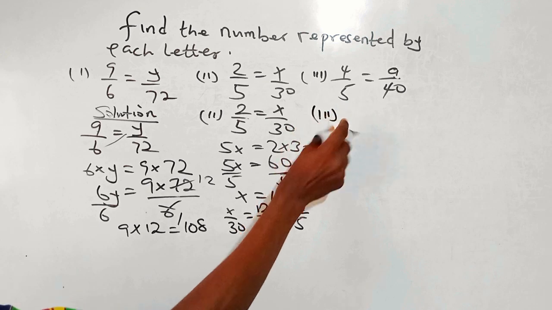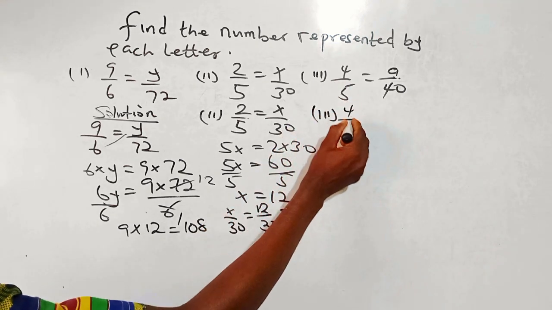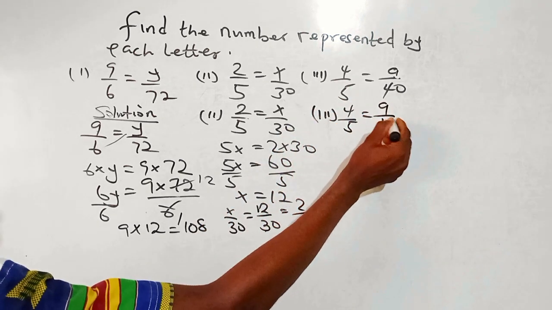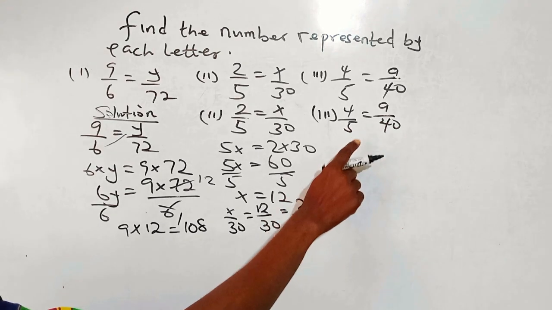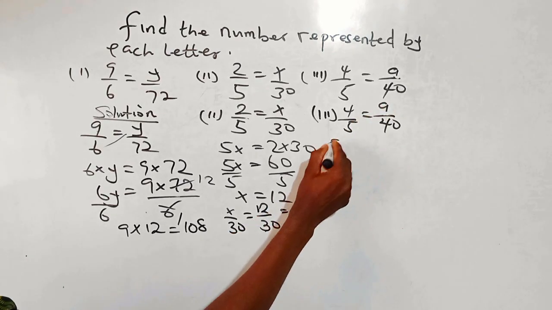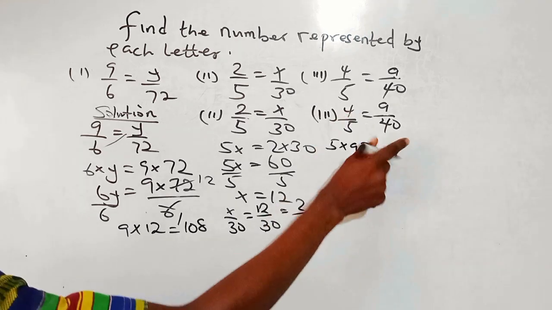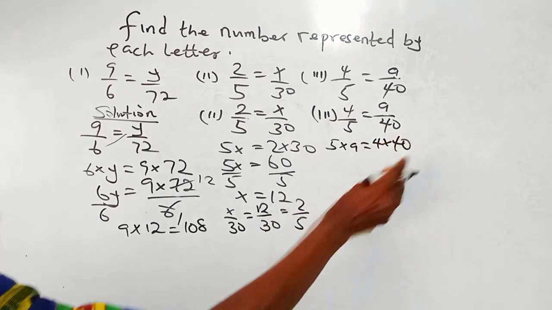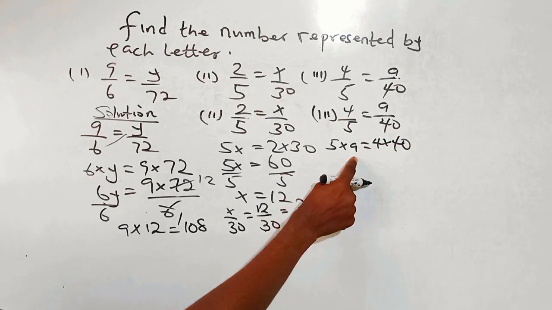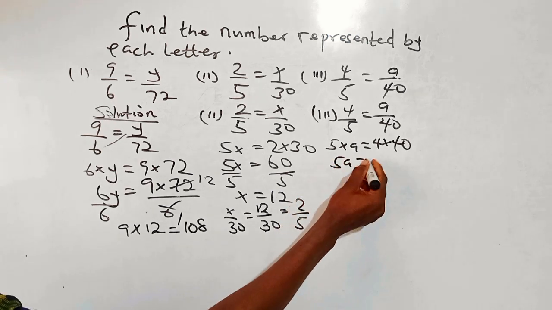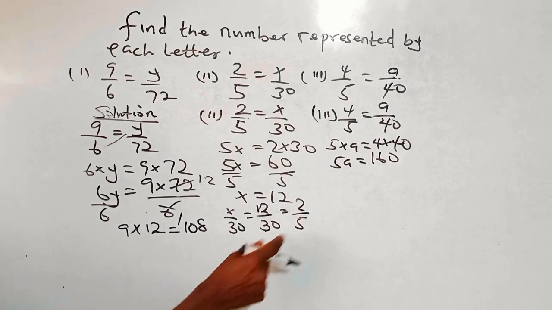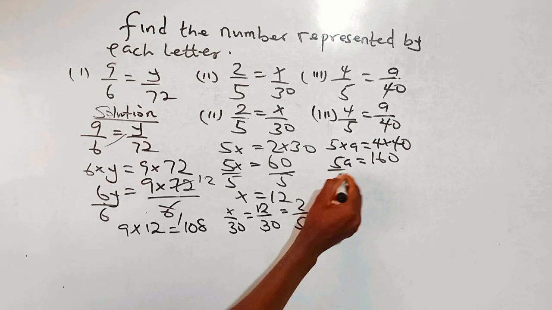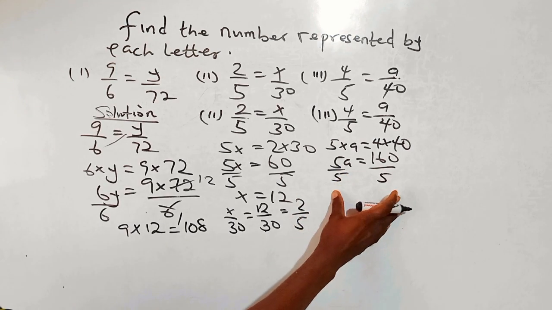For number 3, I have 4 over 5 equals a over 40. I can cross multiply as well. So I say 5 times a, and here I'll say 4 times 40. For 5 times a, I have 5a equals 160. From here now I can easily find a by dividing both sides by 5.